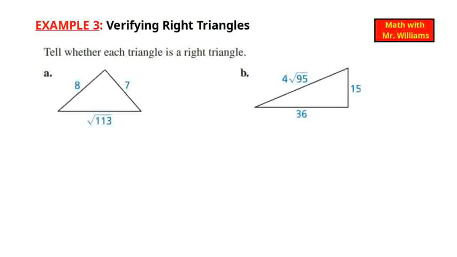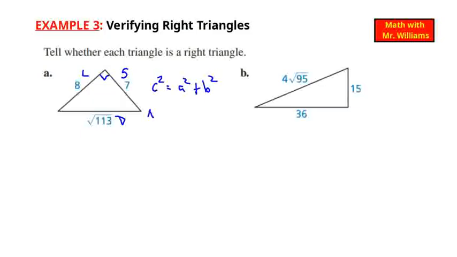Example 3, verifying right triangles. Math of Mr. Williams. Tell whether each triangle is a right triangle. So the first triangle is 8, 7, and the square root of 113. So we can presume that this could be our right angle, making this our shorter side, a long side, and this is our diagonal then. So let's go ahead and write down our Pythagorean theorem here. c squared equals a squared plus b squared.